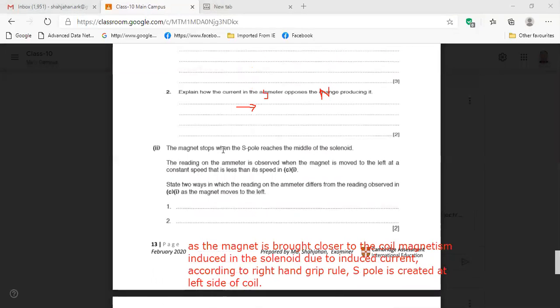The magnet stops when the south pole reaches the middle of the solenoid. The reading on the ammeter is observed when the magnet is moved to the left at a constant speed that is less than its speed in C1. State two ways in which the reading on the ammeter differs from the reading observed in C1 as the magnet moves to the left.